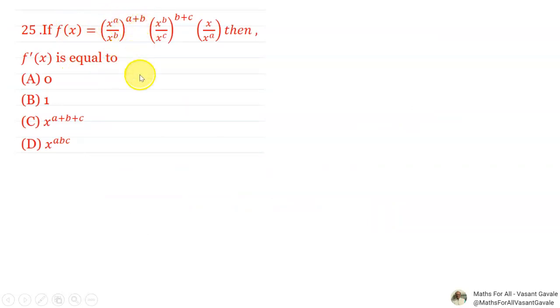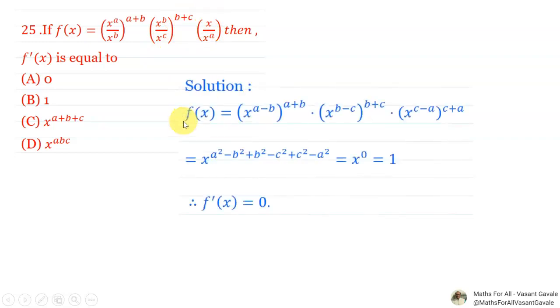Next example. If f of x is equal to x raised to a upon x raised to b, bracket raised to a plus b, times x raised to b upon x raised to c, bracket raised to b plus c, into x raised to c upon x raised to a, and whole bracket raised to c plus a, then after simplification, a small correction here, you will get x raised to c minus a and whole bracket raised to c plus a.